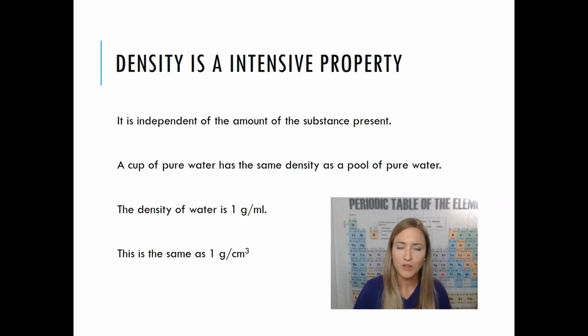Those are the two density units that you're going to see. Oftentimes, grams per milliliter, you're going to see that associated with the density of liquid substances. And then grams per cubic centimeter is typically the unit used to measure solid substances' densities.